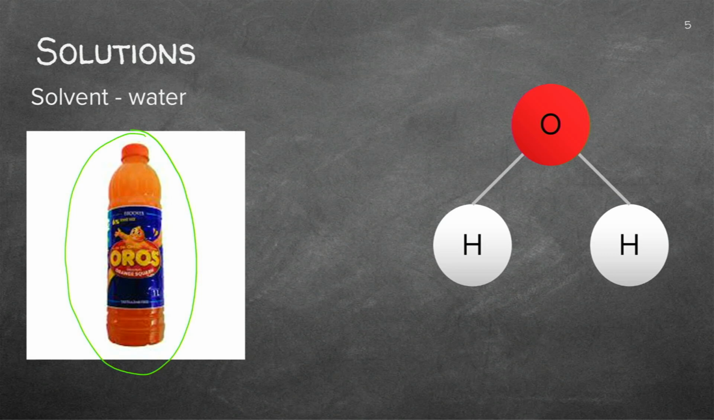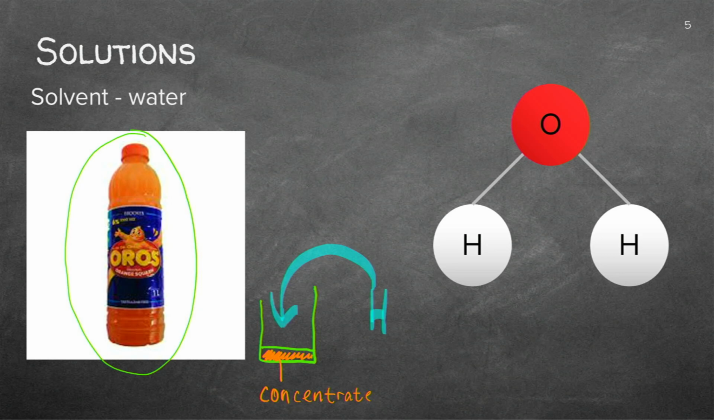So what do you do when you mix Oros? Don't you take a small part of the Oros? Let's make it orange as you've seen it. Don't you take a small part of Oros, which is now the concentrate, and then you add water. And the water will be the liquid that you add into that glass. And then you'll be able to drink it.